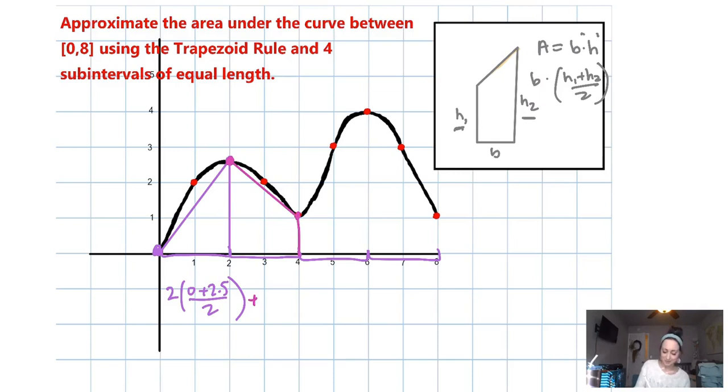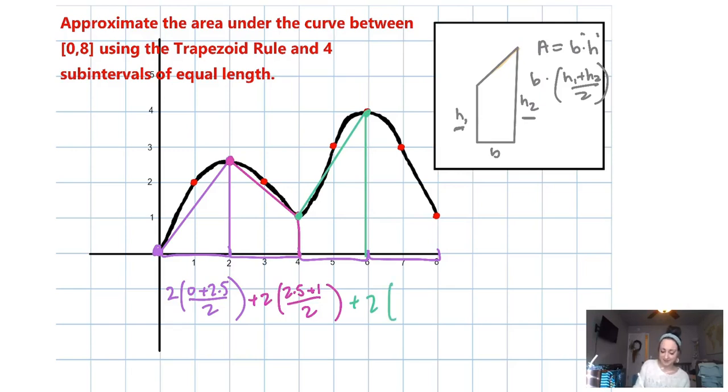Okay, so base is 2, height is the average of 2.5 and 1, right? Okay, let's look at the next one. Take your left y value, your right y value, connect the 2, drop down to the x-axis. Okay, so base is 2.